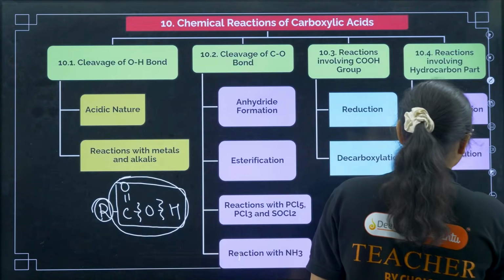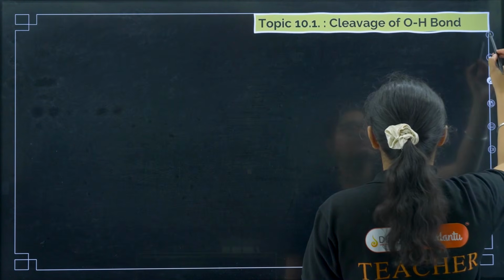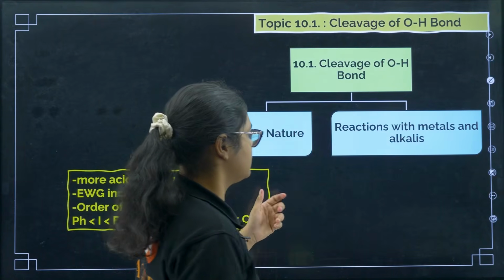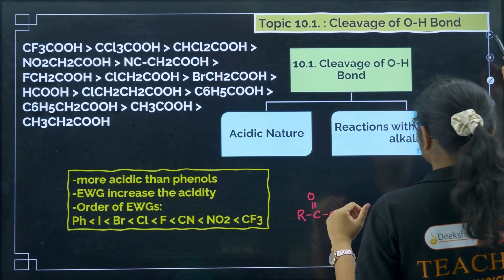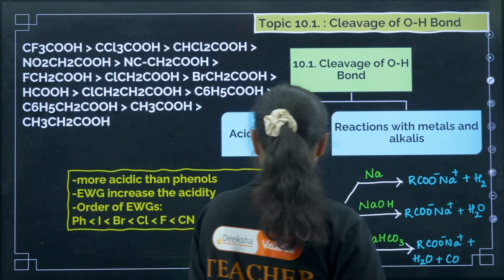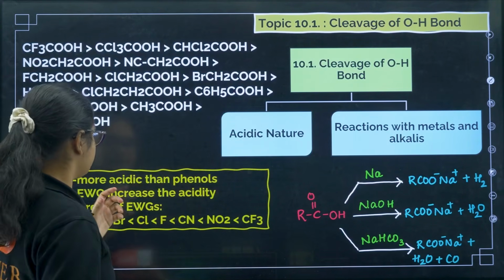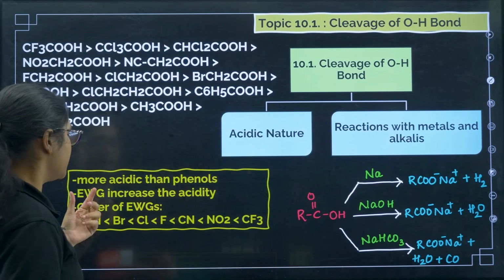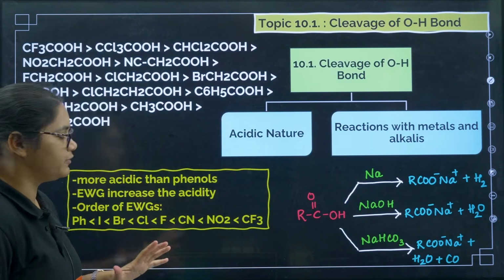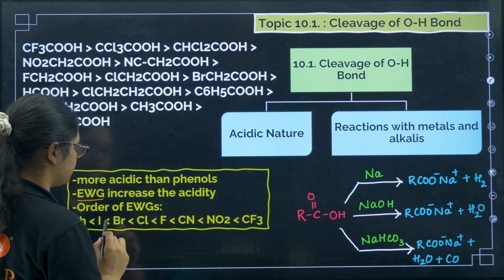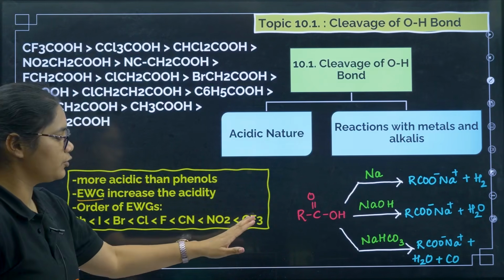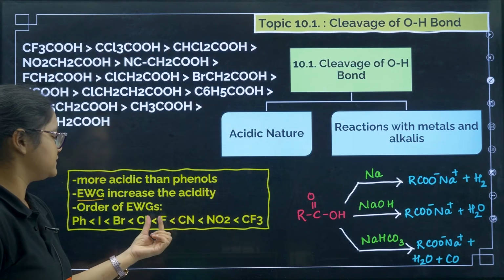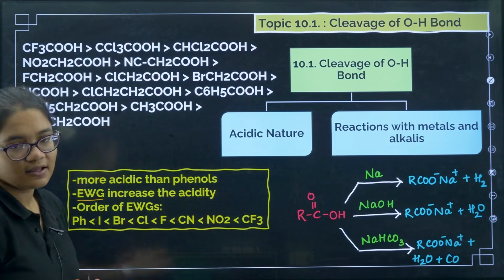Next, moving forward, we will discuss the first part, that is cleavage of the OH bond. We have acidic nature reactions and reactions with metals. You can see the acidic nature: they are definitely more acidic than phenols. Completely similar to phenols, an electron withdrawing group will increase the acidity. And what is the order of electron withdrawing groups? CF3 is the strongest electron withdrawing group, then NO2, then CN, then fluorine, chlorine, bromine, iodine, and phenyl group.